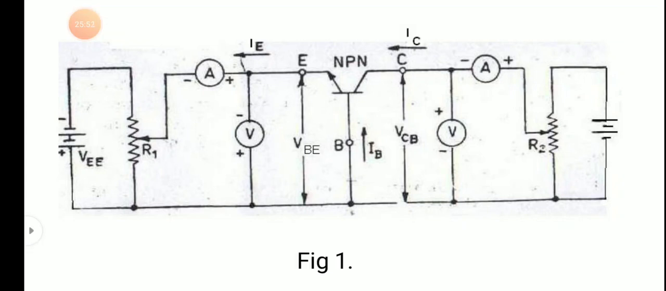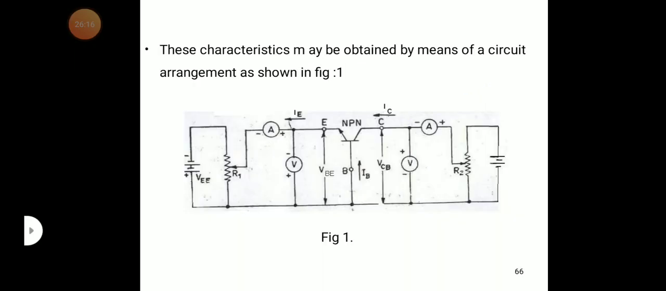After making VCB constant, we need to change the VEE. If you change this left side VEE, what happens? The ammeter and voltmeter values change. The graph between VBE and IE when VCB is constant is called the common base input characteristics curve. By using this circuit, we can take the values of VBE and IE.